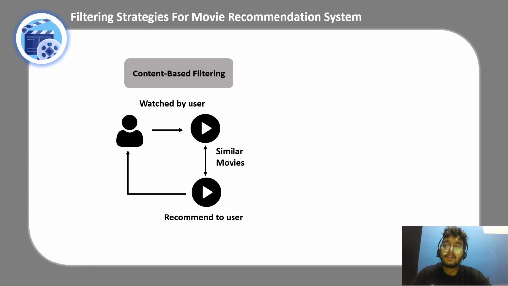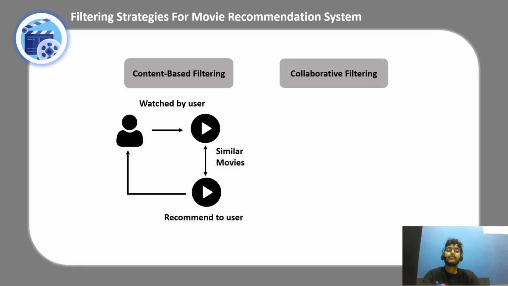This technique uses an ML algorithm to suggest movies that are comparable to the user's past choices. Therefore, the information about the prior movie choices and likes is used to generate similarity in content-based filtering. And the second one is collaborative filtering.